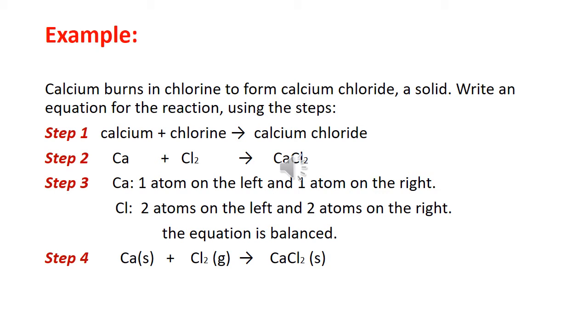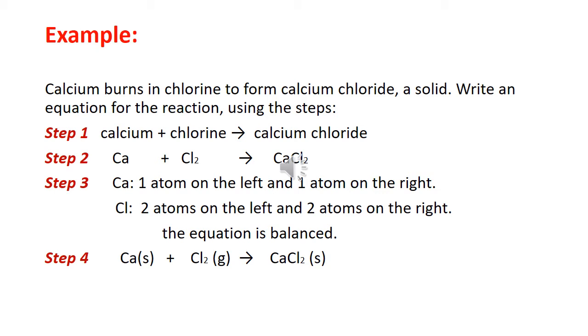Step number 3, check whether the equation is balanced or not. Ca, that is calcium, has 1 atom on the left hand side, that is the reactant side, and 1 atom on the right hand side, that is the product side. So on both sides 1 atom is present. So calcium is balanced on both sides as an element as well as in the compound. Next is chlorine, Cl, 2 atoms on the left hand side, the reactant side, and 2 atoms on the right hand side, the product side.